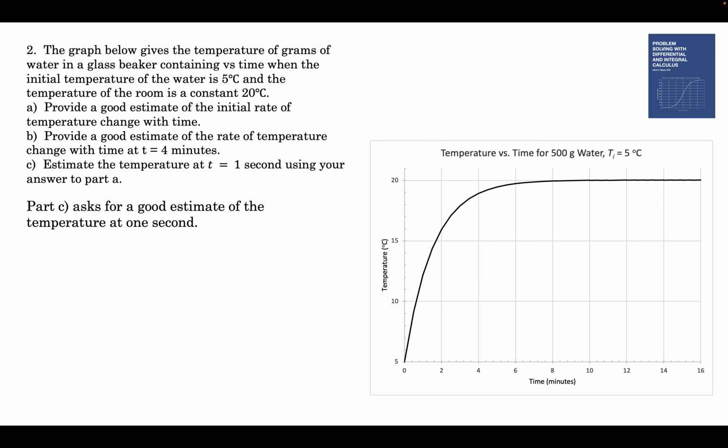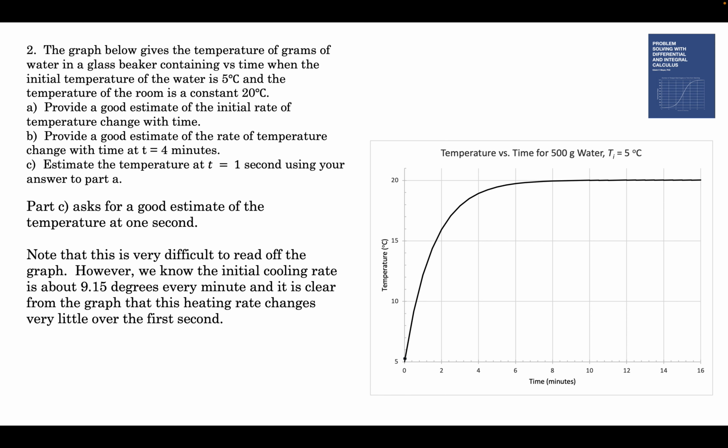Part C asks for the temperature at 1 second. Right down here. These are minutes, so 0 minutes, 2 minutes. 1 second is way in here. There's the dot. I identified the point. What's the temperature here? It's hard to read off the graph. It's a little bit bigger than 5. But we know what the rate of change is. It's 9.15 degrees every minute.